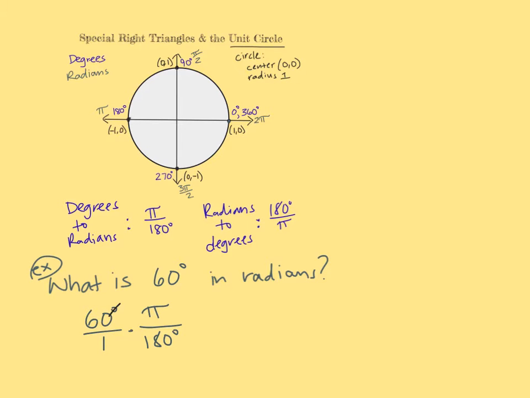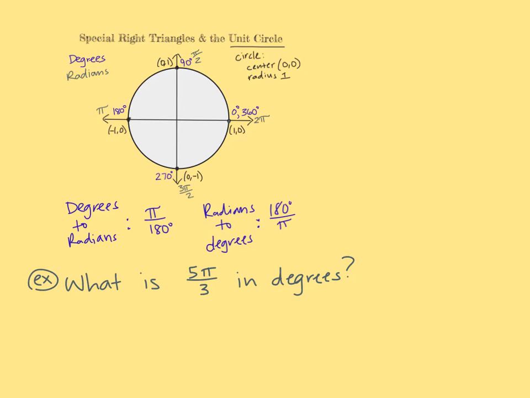Again, we want to be left with something in terms of pi. We can divide both top and bottom by 10 by canceling the zeros. And 6 over 18 can be canceled. They're both divisible by 6, so we'll divide them both by 6. So we'll have 1 pi over 3. So 60 degrees is pi over 3 in radians.